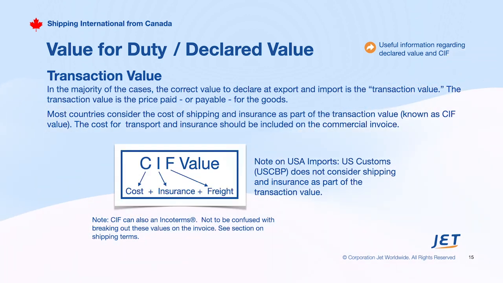This is known as a CIF value, cost, insurance, freight. It's best to separate these three costs on your invoice, either to make sure you don't unnecessarily pay duty or to avoid having a shipping cost arbitrarily assigned by the importing customs authority. If the transaction price on the invoice is inclusive of shipping and insurance, you should include the term CIF value. And a quick note that the term CIF is also used as a shipping term, which we'll discuss later.